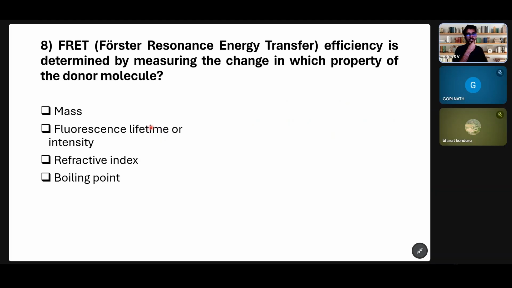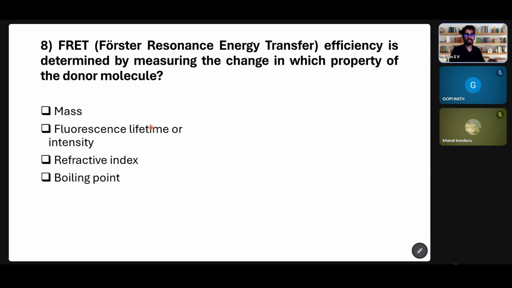Yeah. And your last theoretical multiple choice question might be an application-based one, which will come later in your topics, but we'd like to discuss it now as well. So, I think you guys are familiar with this process called FRET, which is Förster resonance energy transfer, or some people would call it fluorescence resonance energy transfer as well. So, this FRET efficiency is determined by measuring the change in which property of the donor molecule?